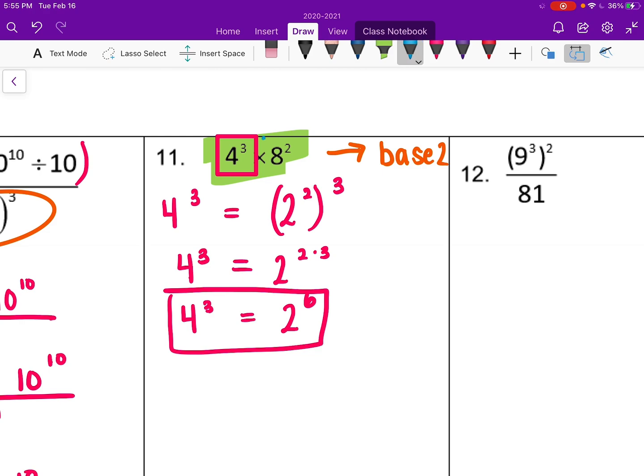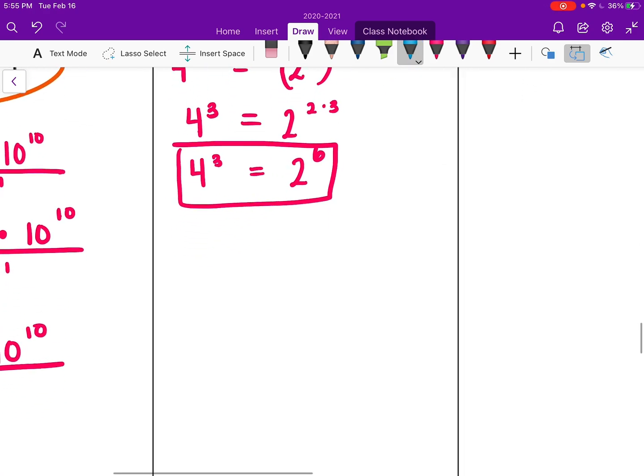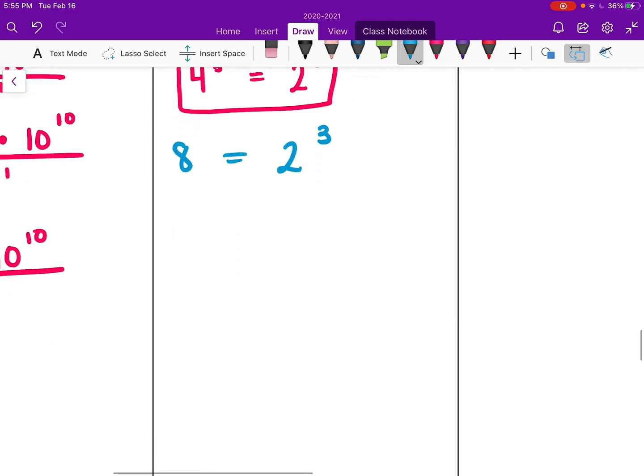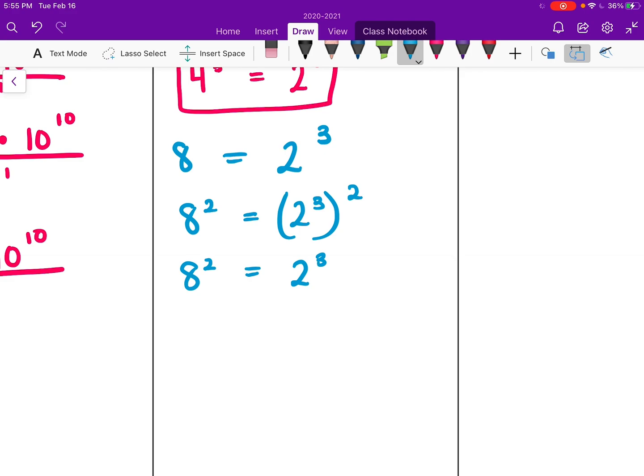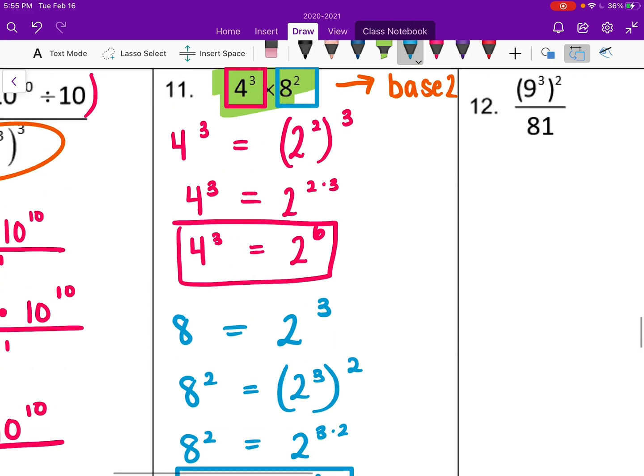So now let's deal with our 8 squared. If we want to break down 8 and write it as 2 to the power of some number, let's go into our calculator and say 2 times 2 is 4, times 2 is 8, right? So 2 to the power of 3 is 8. Now I want to do 8 squared. So 8 squared equals 2 to the power of 3, to the power of 2. So 8 squared is the same thing as saying 3 times 2, which equals 2 to the power of 6. So we dealt with our 8 squared as well.